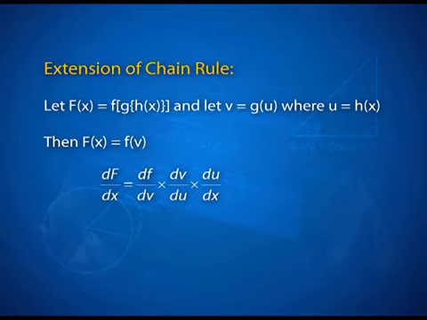Then what will be the derivative of capital F with respect to x? As I said, use the chain rule, extend the chain rule. What does it give us? The derivative of f with respect to v, into the derivative of v with respect to u, because v is a function of u, into the derivative of u with respect to x. This chain can be continued depending on the number of functions that are involved in the composition.